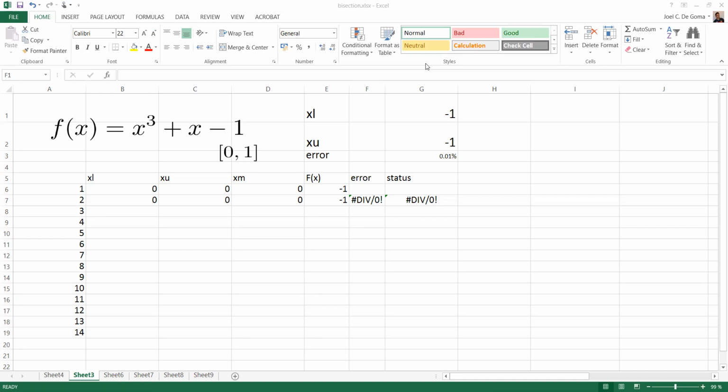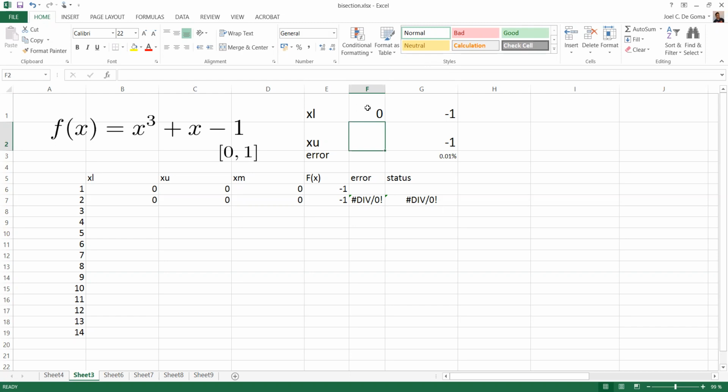Okay, so let's go back to our equation, x cubed plus x minus 1. In the problem, the range has already been given, which is 0 and 1. So we need to test first which is the lower and upper x. Let's consider 0 as your lower x. When we substitute 0 into our equation, it should be negative so that it will be considered as x sub l. So 0 cubed plus 0 minus 1 is negative 1. Correct, it will be considered as x sub l.